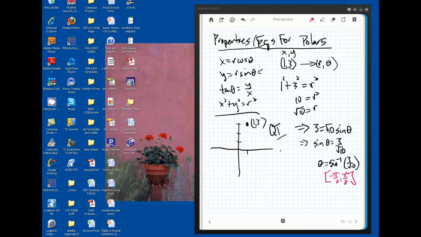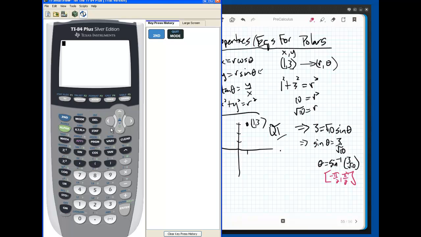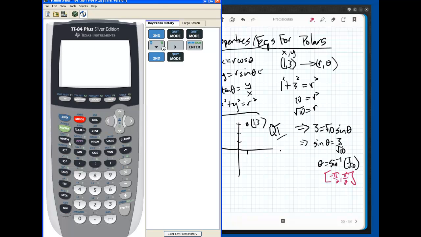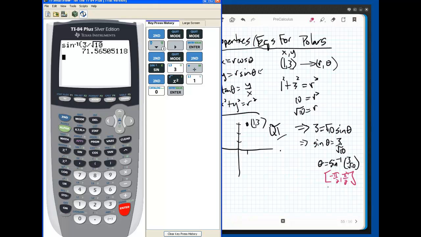All right, so we're going to pop open my handy-dandy smart calculator. Let's do this in degrees. So I'm going to go to my mode, and I have mine in radians right now. So let's switch over to degrees, and we'll go second quit. And I need to go second arcsine, or inverse sine, of 3 divided by second root 10. And I'm going to hit enter. 71 degrees. Look at that.